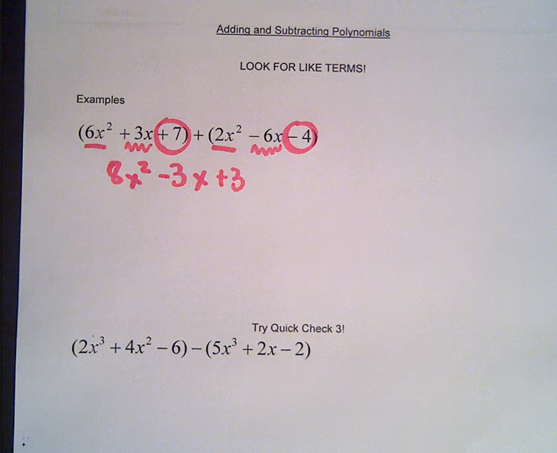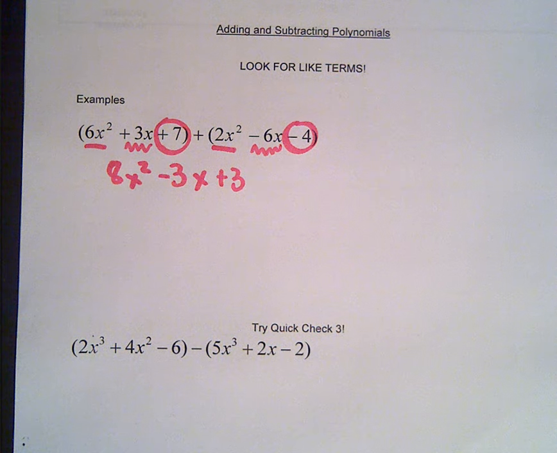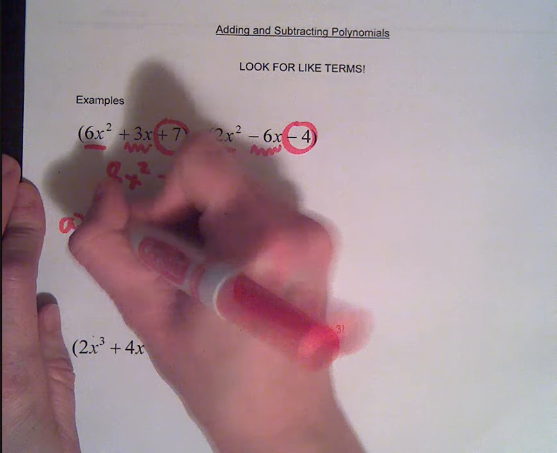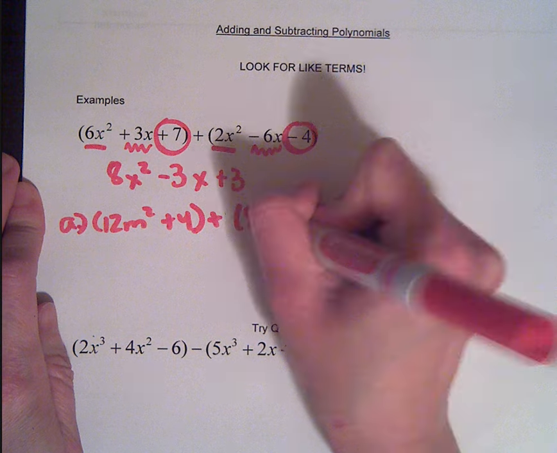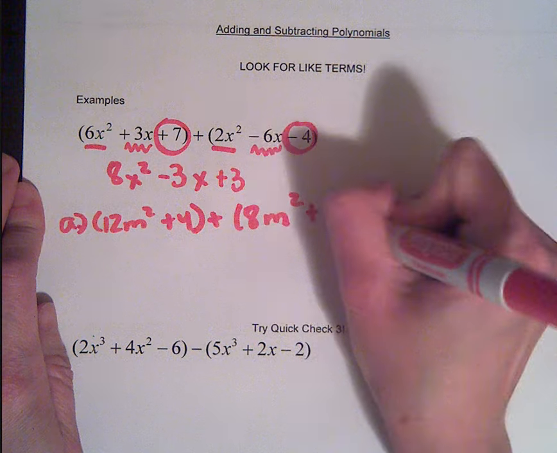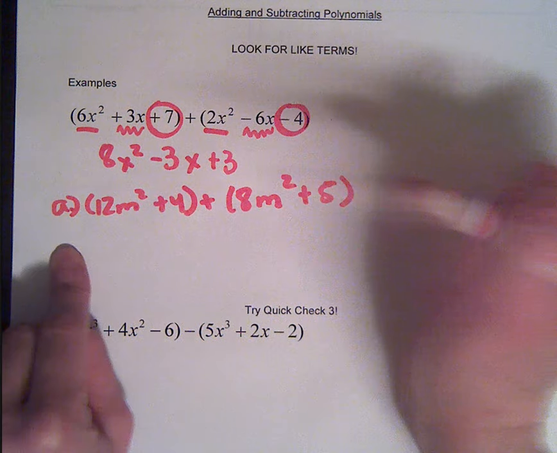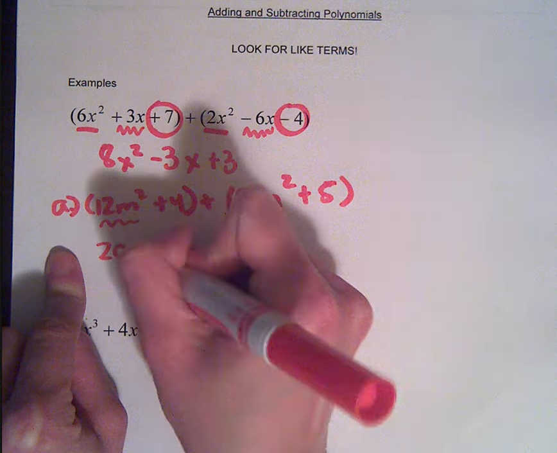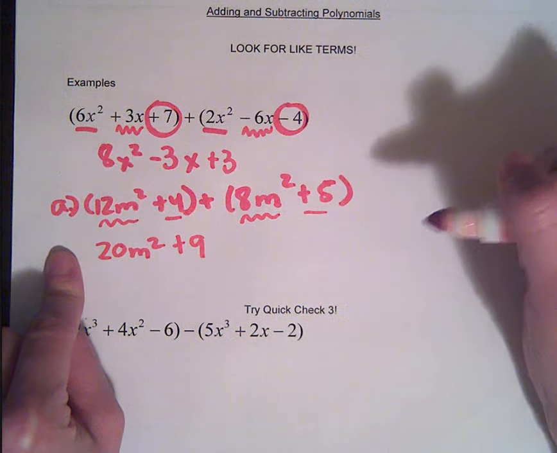So go ahead and try Quick Check 3. There are 4 problems there. Pause the video and do all 4, and then hit play when you're ready. Okay, so A, we had 12m squared plus 4 plus 8m squared plus 5. Again, here are my degrees. The second degree: 12m squared plus 8m squared is 20m squared. And then just my numbers, plus 4 plus 5, that's plus 9. So 20m squared plus 9.